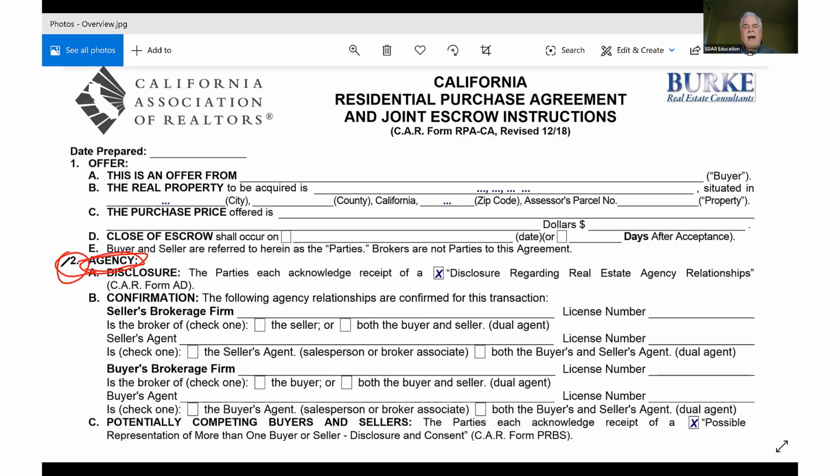And kudos to the California Association of Realtors for finally adding that in there and making that part of all of our forms so that you can't miss it. You've got to go out of your way to get rid of it. You've got to have the agency disclosure. So that's going to take us to where we're going right now. We're going to talk about agency.